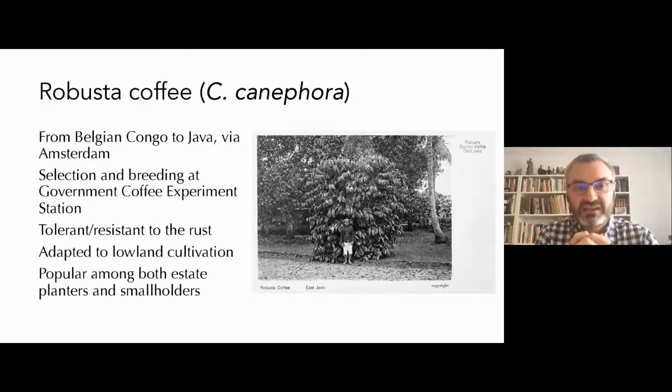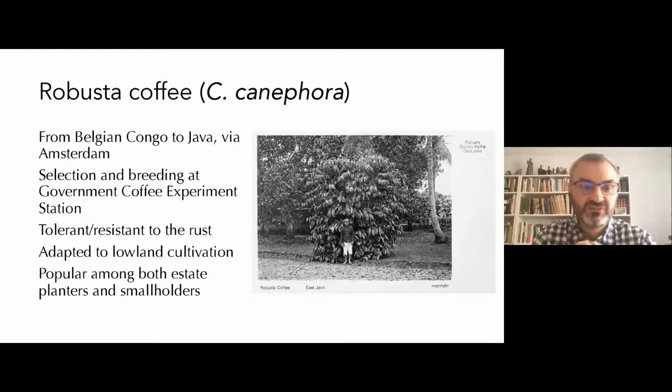In the late 1800s, some of it was collected in the Belgian Congo, taken up to Colonial Botanical Garden, a commercial nursery in Amsterdam, and then taken to Java, where the scientists and growers there had been amassing vast collections of coffees from around the world, from Africa in particular, looking for something that would work as a substitute for Arabica.